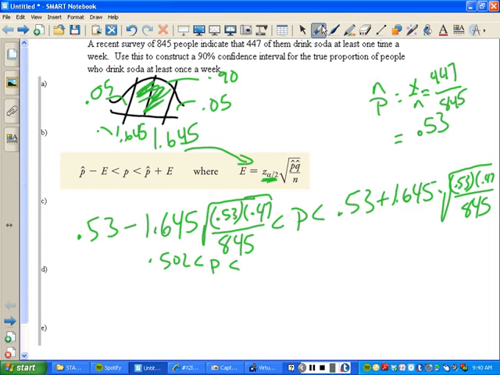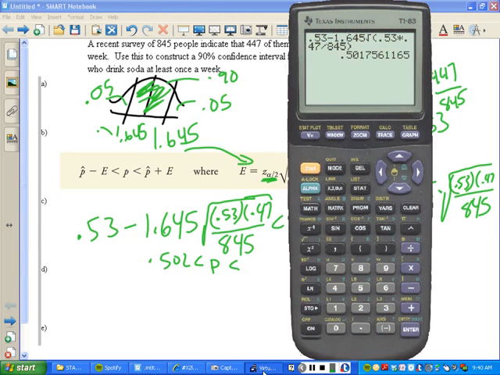Okay. What's the right-hand side? You've got to do the same formula, but change the minus sign to a plus sign, right? So hit second, enter. Change the minus sign to a plus sign. 0.558.